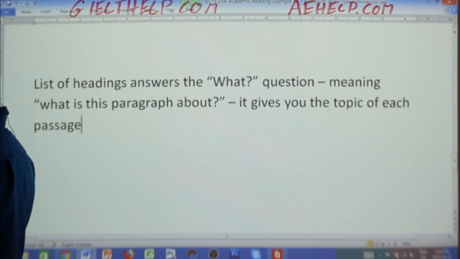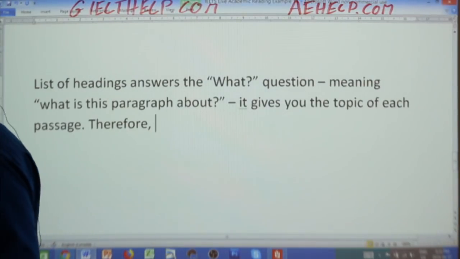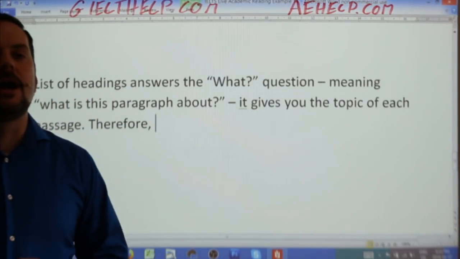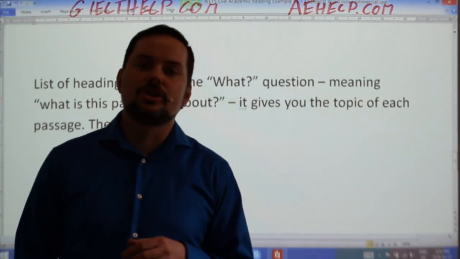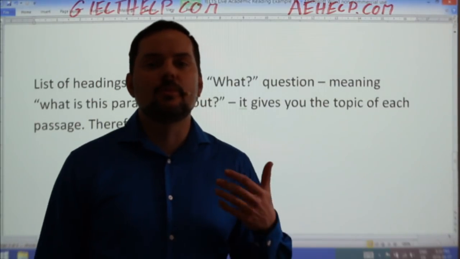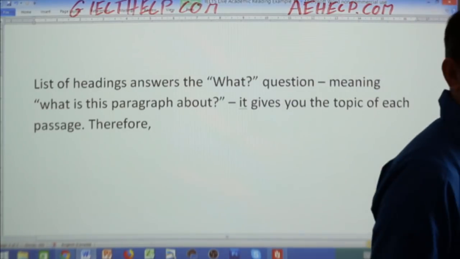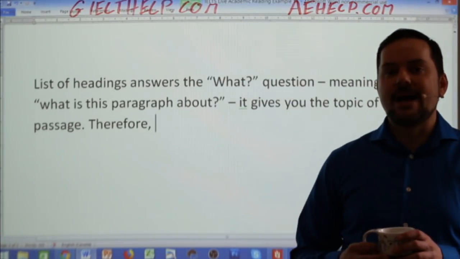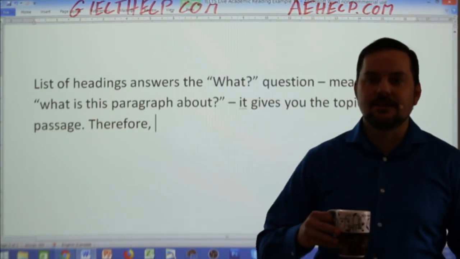Now, usually, okay, let me just throw this out at you. When you're writing an essay, a little bit of an interesting sidetrack here. So you're writing a Task 2 essay. Where do you usually write the topic sentence? Can somebody tell me that? When you write a good Task 2 essay, where do you usually write the topic sentence?